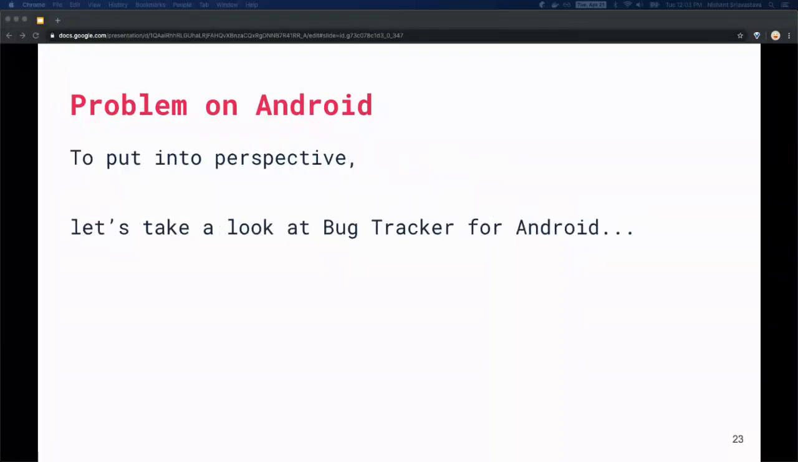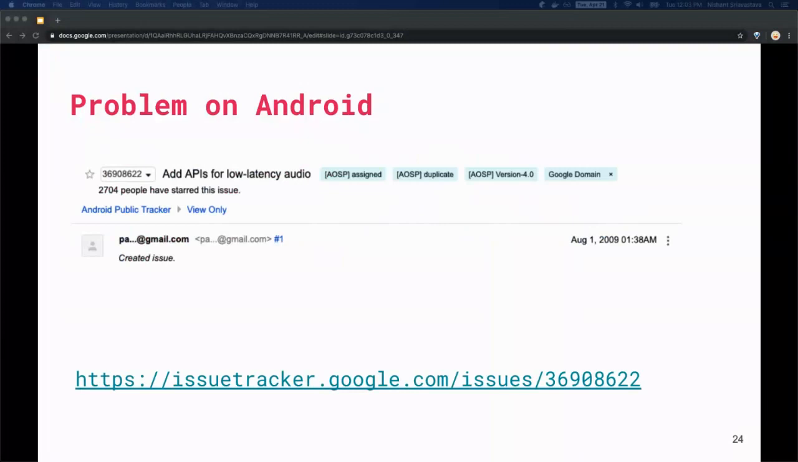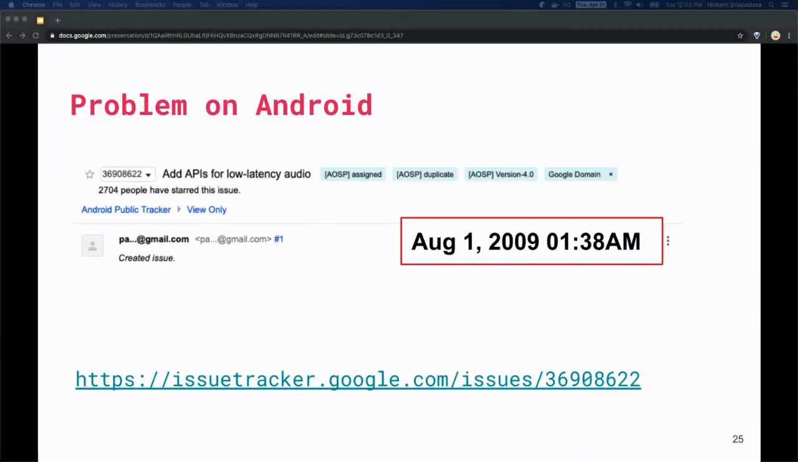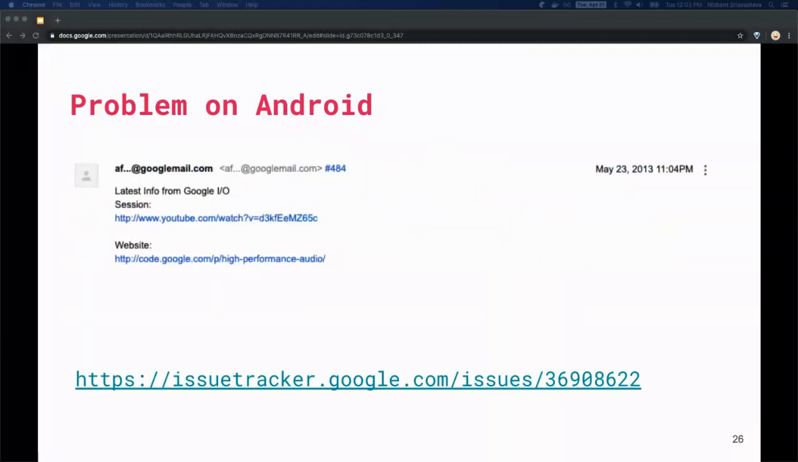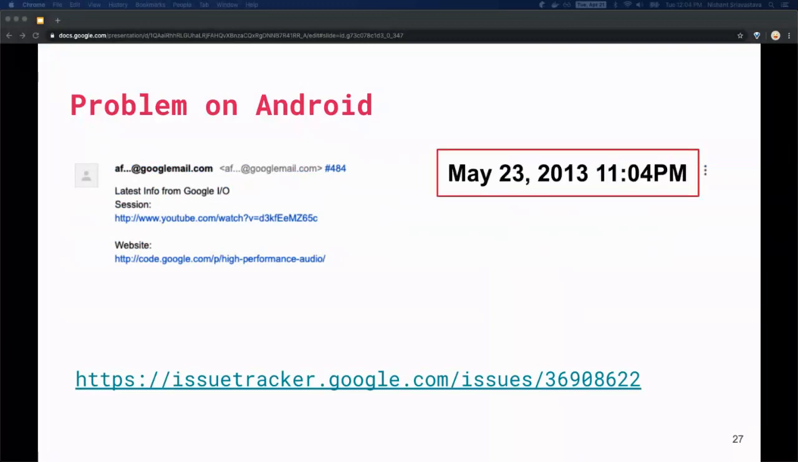To bring this into perspective, let's look at the bug tracker for Android. This issue, to add an API for low latency audio, was created on August 1, 2009, and this was for AOSP version 4.0, which is pretty old. We don't even remember that anymore, right? Then certain information started trickling in, almost 5 years later, in 2013, where people started talking about high performance audio.